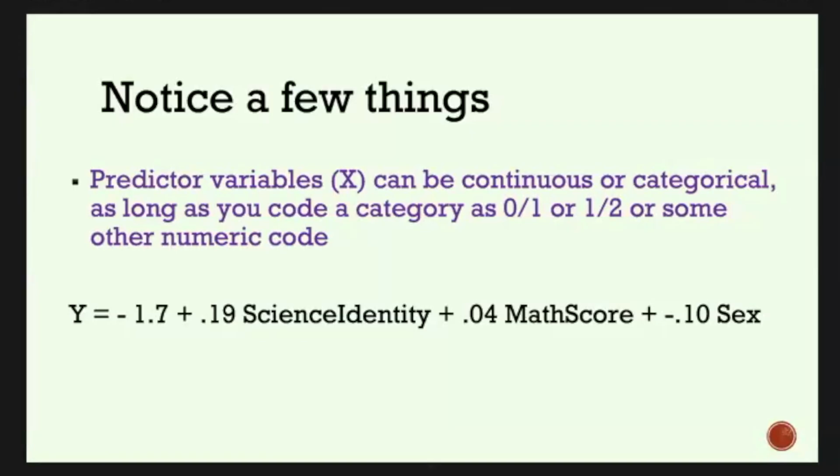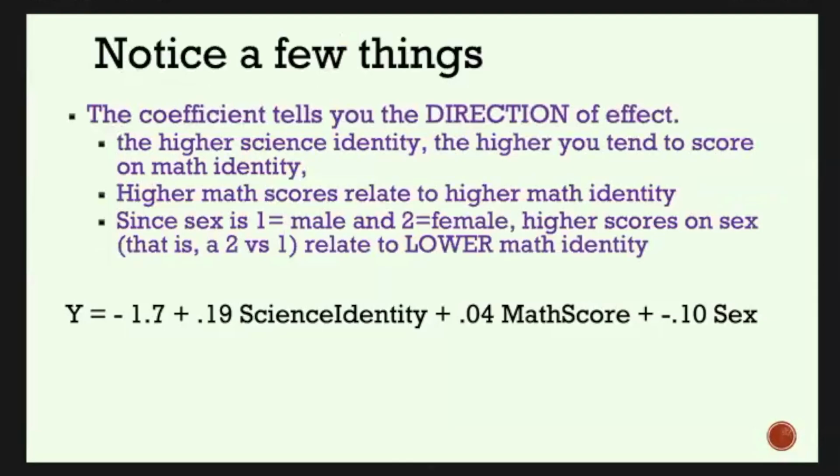Second thing to notice, the coefficient tells you the direction of the effect. So the higher the science identity, because this is positive, right? The higher the science identity, the higher you tend to score in math identity, which is your Y. The higher the math scores, the higher you tend to score in math identity. Because again, this is positive. Since sex is 1 = male, 2 = female, higher scores on sex, that is 2 versus 1, being female versus male, relate to a lower math identity.